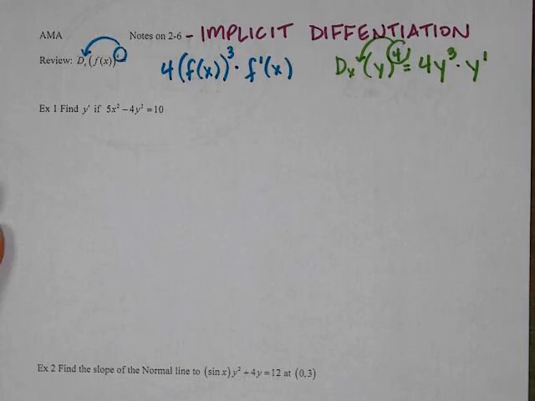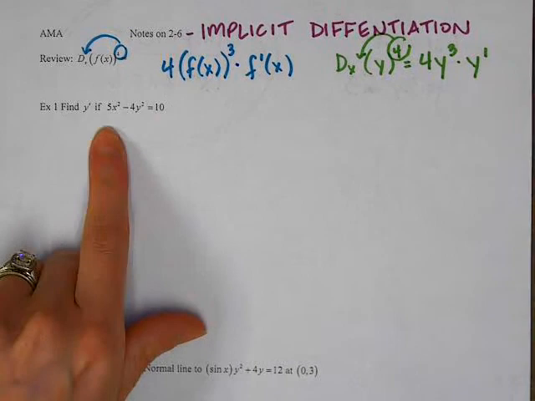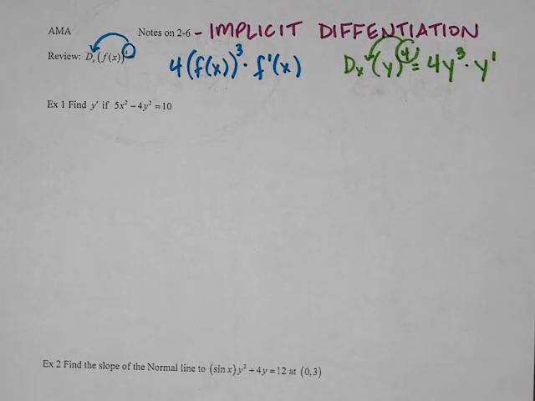All right. Let's try some. So example 1, it says find y prime. Now y prime means find the derivative of y in terms of x. And remember guys, y is just a function of x. So anytime you do y, you're going to have to use chain rule.